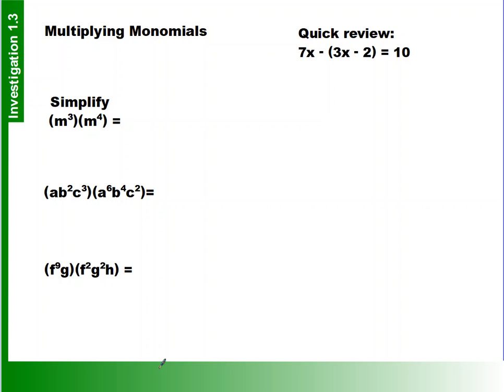All right, so we are multiplying monomials. What is a monomial? Well, what does this prefix mono mean? One. It means one. And then this second part we got terms. So we're talking about things that are one term.